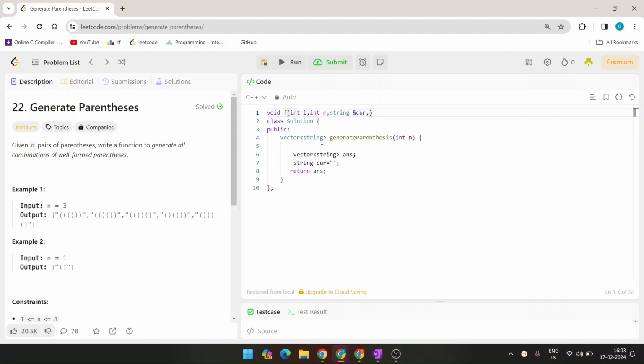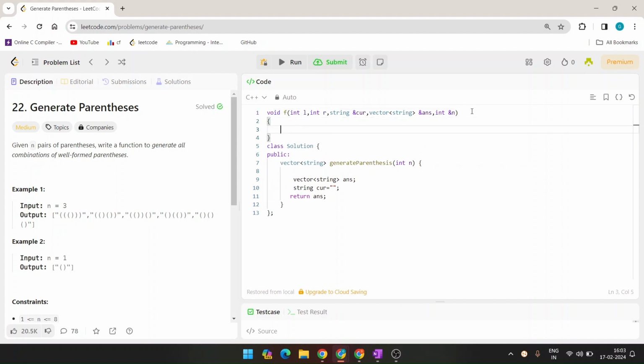Okay, and we have a vector of string here, which is our answer, and our n, which will tell me where I have to stop. My function will start with 0 L, 0 R, my current string is empty, my answer, and my n. Now see, how have we approached it?